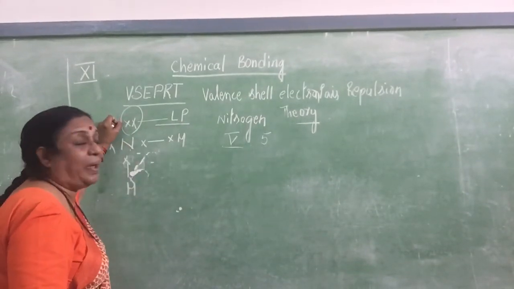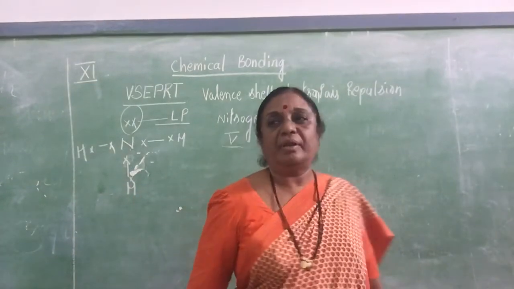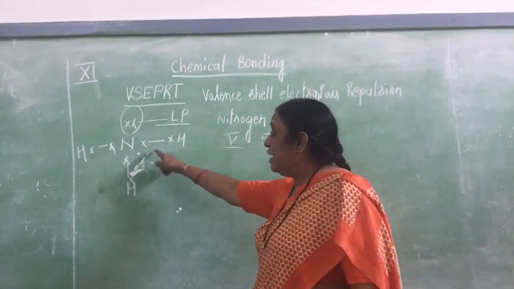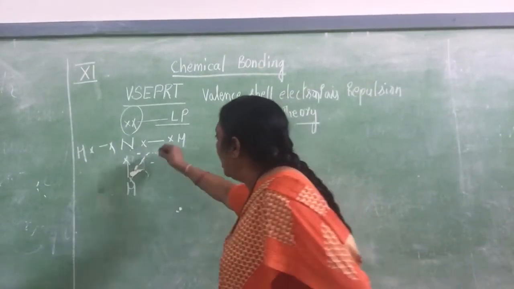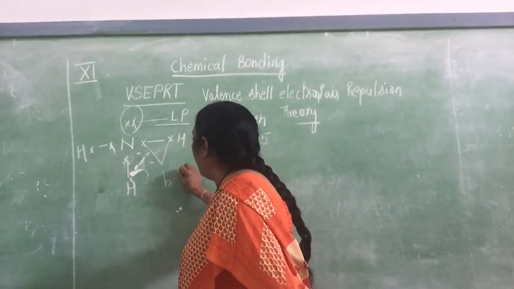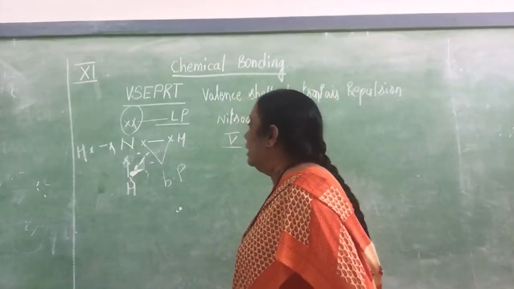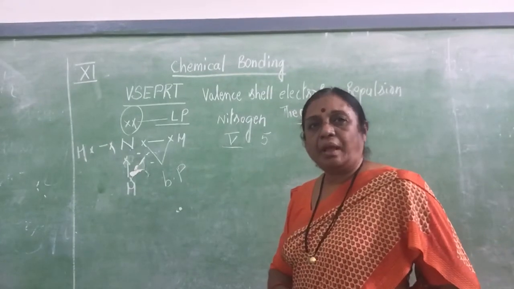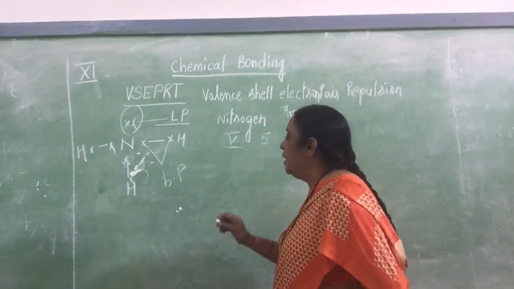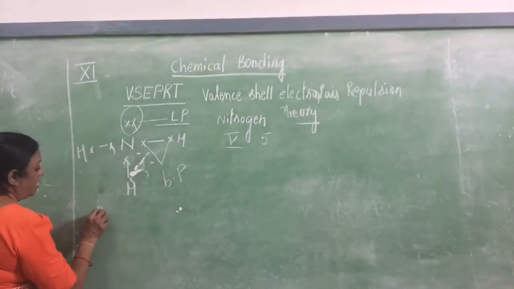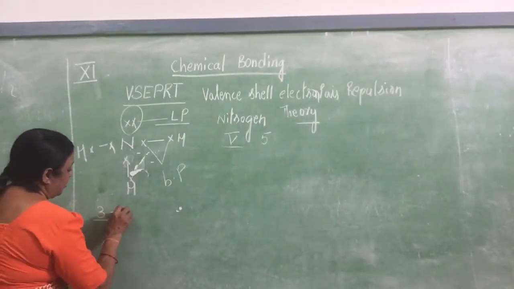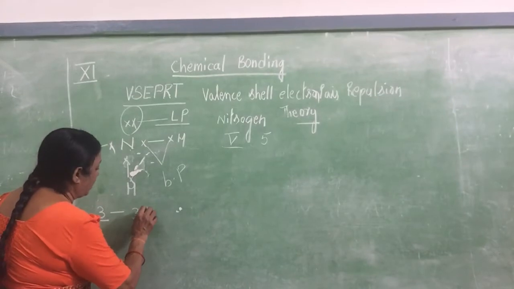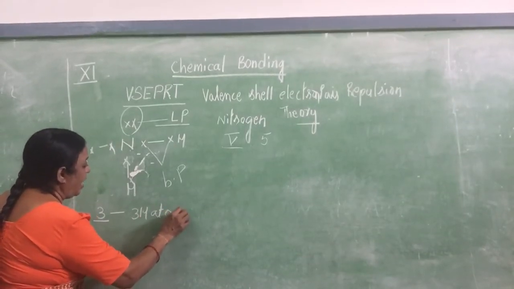Now, what do you mean by lone pair? The electrons which are not involved in bond formation are called a lone pair. And 3 electrons are involved in the bond formation, so they are called bond pair. Now, this geometry is of 2 types. In the ammonia molecule, there are 2 types of electron pair. 3 electrons of nitrogen are involved in bond formation. They react with the 3 hydrogen atoms.